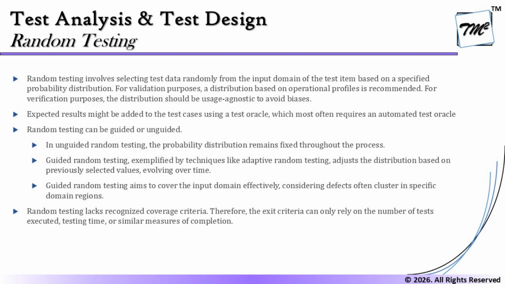And that's exactly the next point, that random testing lacks recognized coverage criteria. Therefore, the exit criteria can only rely on the number of tests executed, the testing time spent, or similar measures of completion, which certainly represents that because of the lack of artifacts, it might be difficult to define what coverage has been achieved with the help of the testing being conducted.